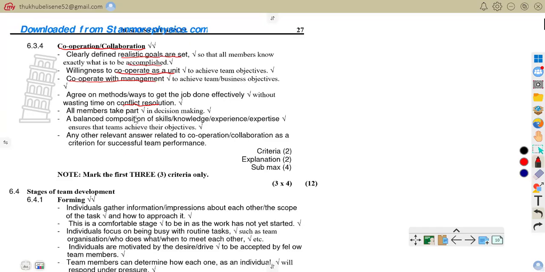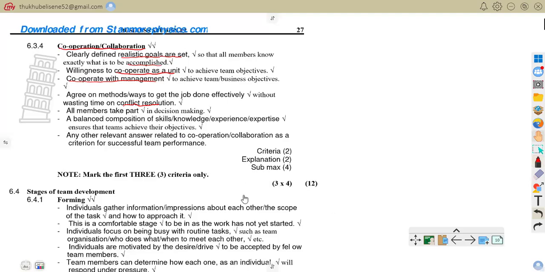All members take part in decision making. So make sure that everyone is going to contribute, because all those ideas or solutions are needed. A balanced composition of skills, knowledge, experience, expertise ensures that the teams achieve their objectives. So that is that. So now let us move on.